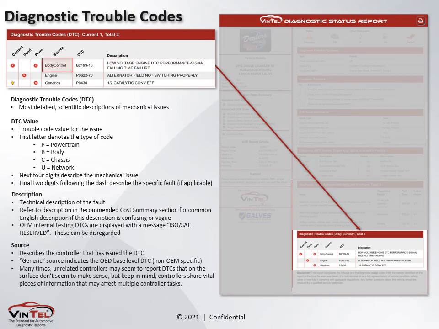And finally, we have the source of the DTC. Keep in mind when the VinTel module is plugged into the vehicle, it scans a multitude of different controllers within the vehicle. The source tells you what controller is driving the DTC. And sometimes it's a bit surprising, as you will see the ABS computer complaining about engine functions because they're all tied together. And that's the reason why we report it this way. So you can focus on the controller, the source of the problem, while you're fixing the problem.